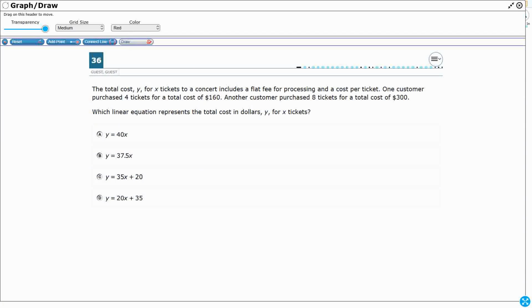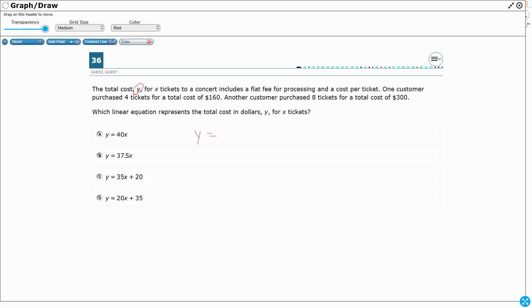All right, so we've got the cost of tickets. So the cost is y. Y equals X tickets includes a flat fee and then a cost per ticket. So cost per ticket, and the tickets are X plus the flat fee. Those are extremely annoying, but they are very common to where you have to pay a fee on top of just the price per ticket.